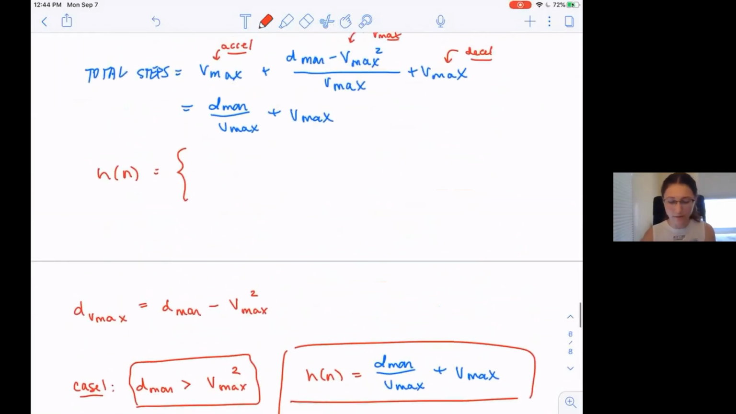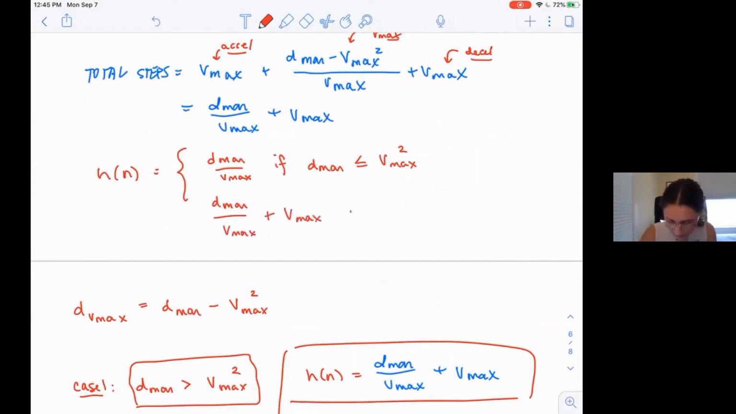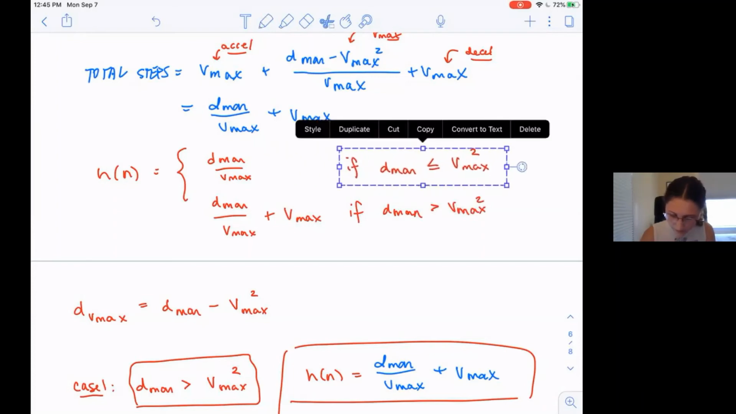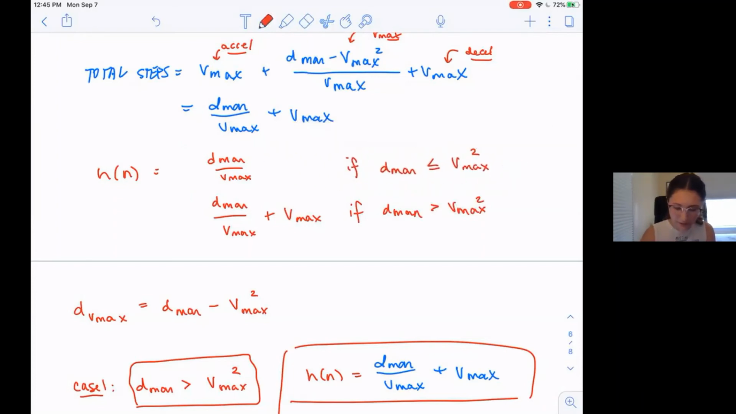So putting that all together, our final, most complex but still admissible h of n is going to be D Manhattan over V max if D Manhattan is less than or equal to V max squared. And we have D Manhattan over V max plus V max if D Manhattan is greater than V max squared. Let's just align these up nicely. And that's going to be our final heuristic for this problem.